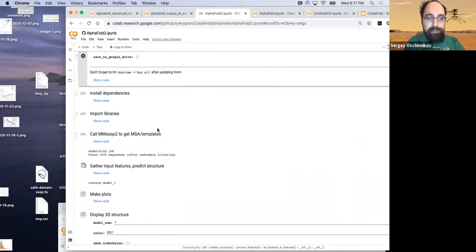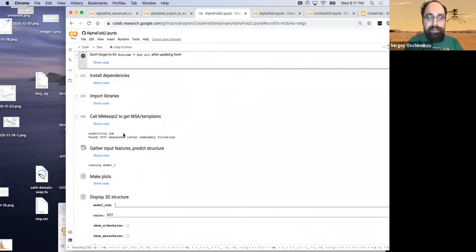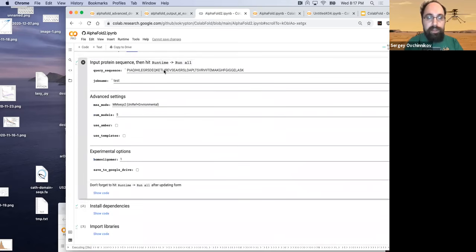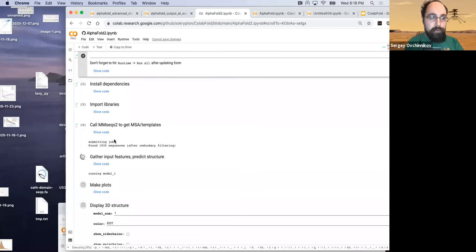Okay, so the first thing that happened here is it finished installing dependencies. It imported all the libraries. It called mmseqs. And in this case, the sequence has previously been submitted, and so you got the answer almost instantaneously. But had you changed the sequence to something that's not been submitted before, this step would have taken up to four minutes to run. And so here it submitted the sequence to the server and it got back 1,935 sequences after filtering to remove any redundancy.